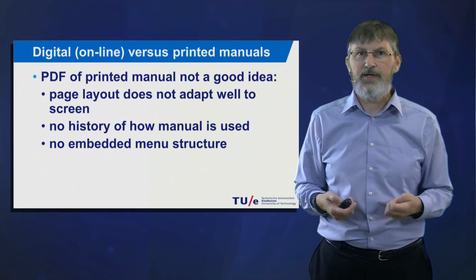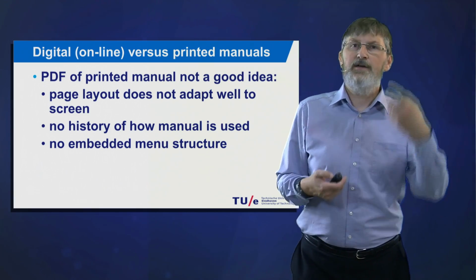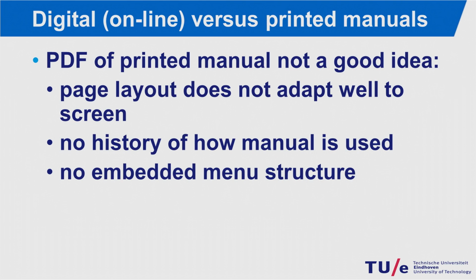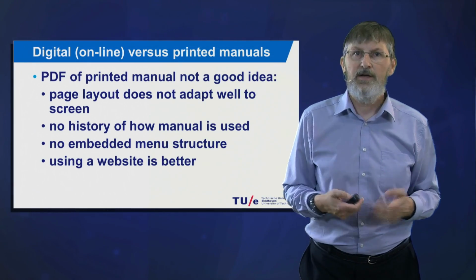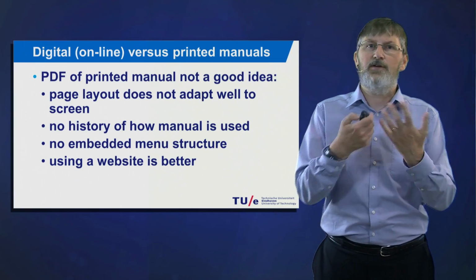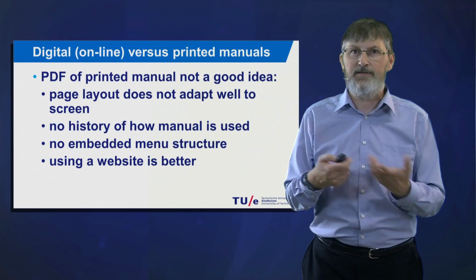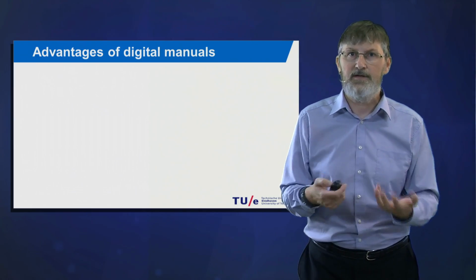A PDF reader doesn't have an embedded menu structure. Yes, you can make the table of contents clickable, but then you switch back and forth between table of contents and pages instead of having them side by side. So generally, using an HTML documentation on a CD or putting it online on a website is a better idea to make use of hypertext as an interface paradigm.